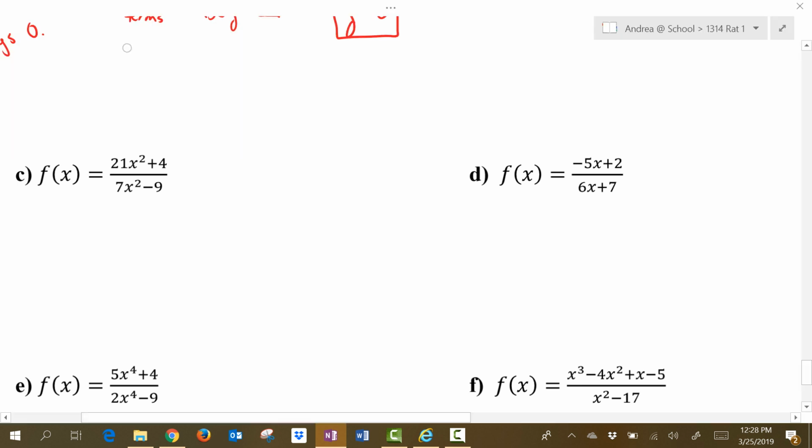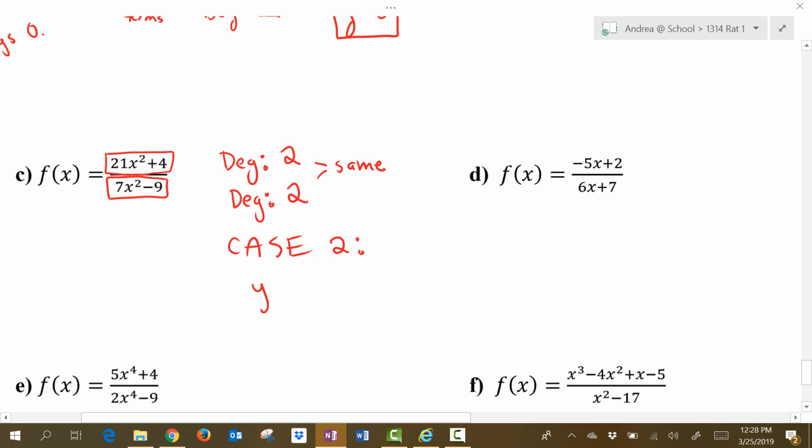We want to figure out what is the horizontal asymptote. So we will need to figure out what is the degree of the numerator and what is the degree of the denominator. The degree of the numerator will be 2. The degree of the denominator is also 2. We want to compare them. When we compare them, we see that they are the same. If the degrees are the same, this is case 2.